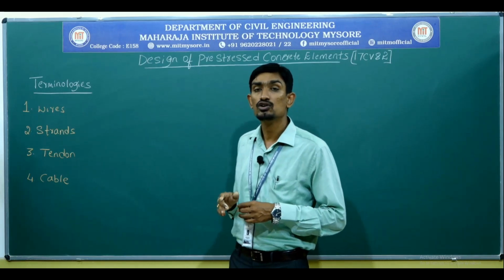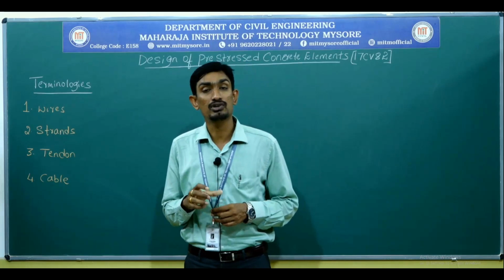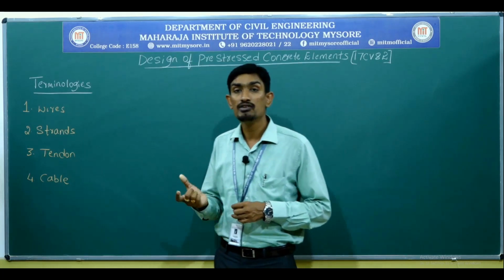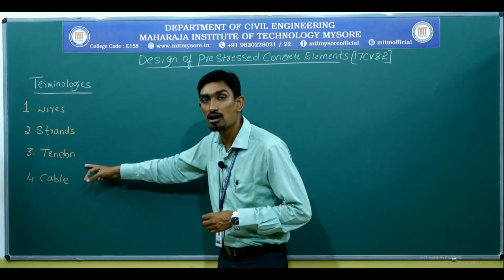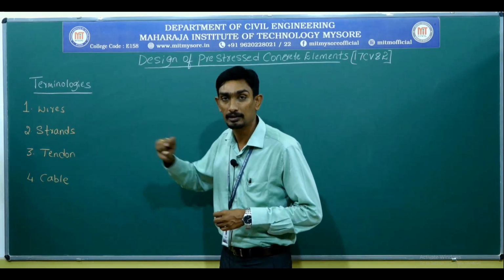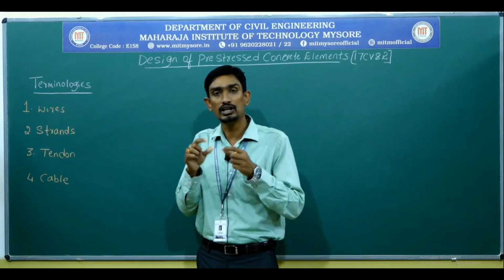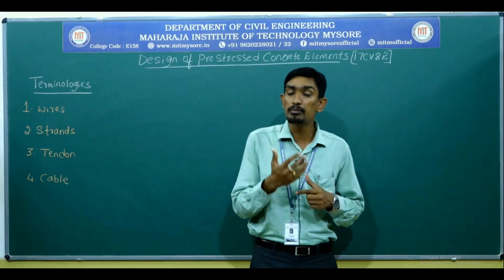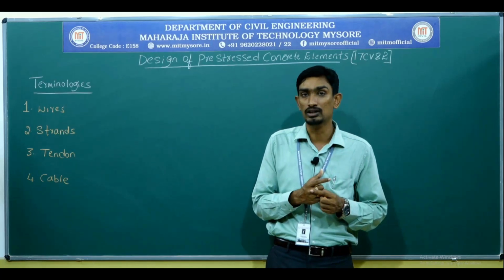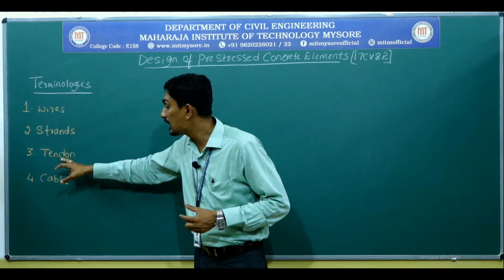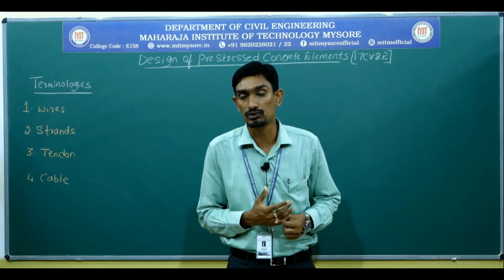In RCC, you might have learned that the steel will be embedded. Here, instead of using steel reinforcement, we are going to nomenclature the reinforcement as tendon, cable, strand or wire. Is it clear? I always say that a tendon of so-and-so diameter, a cable of so-and-so diameter will be embedded inside the concrete. Through this cable or tendon, I am going to induce a prestressing force.